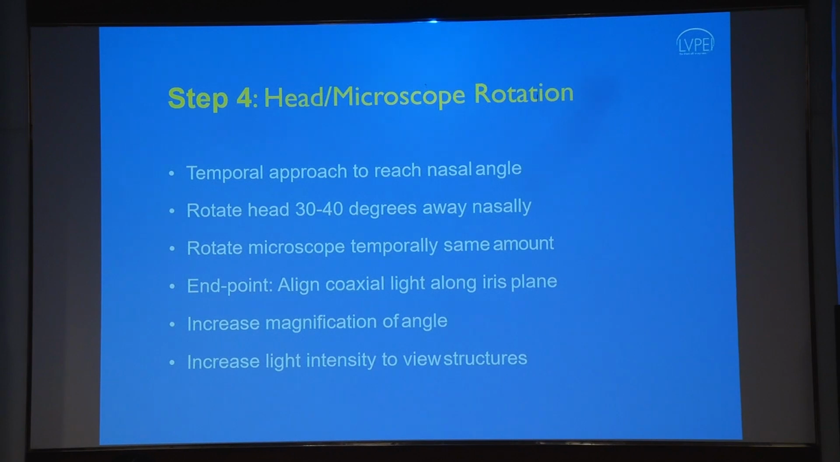Very important adjustments about the head and the microscope rotation for most of the MIGS procedures. It's advisable to use the temporal approach to reach the nasal angle, and then rotate the head 30 to 40 degrees away from the surgeon, and rotate the microscope the same degrees towards the surgeon. And at the end point, align the microscope oculars coaxially, increase magnification of the angle once you get a view of the angle structures, and then increase the light intensity to view the structures.